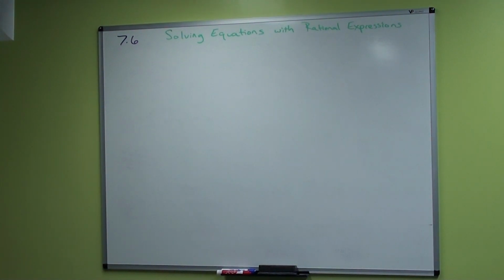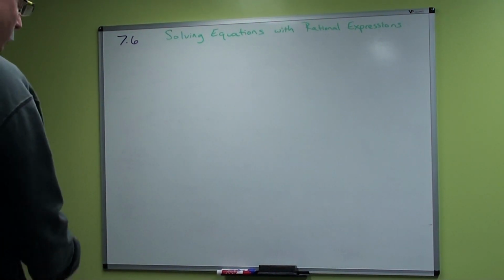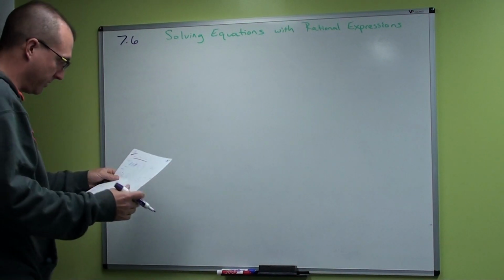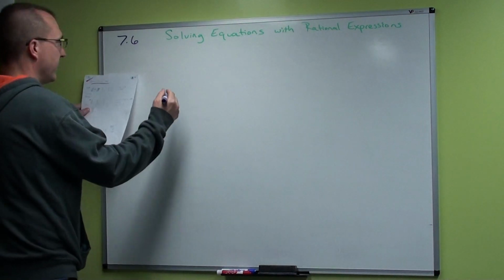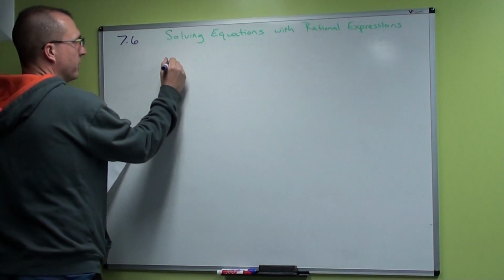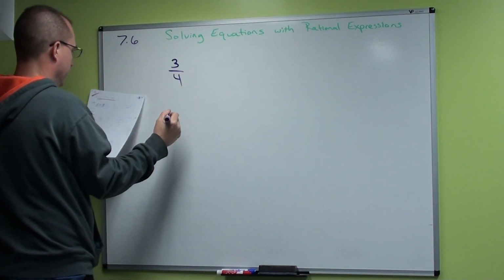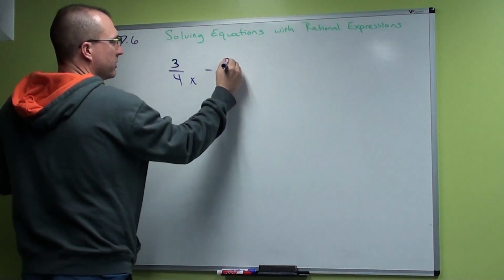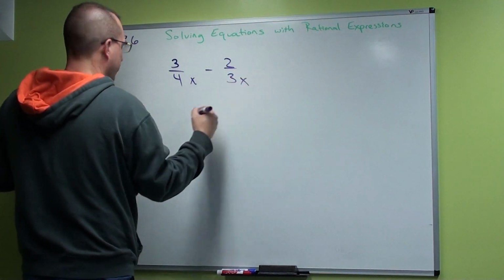Alright, we're at the end of chapter 7, solving equations with rational expressions. This part isn't that bad. It's not as bad as the other parts, I don't think. It starts out like this. We're going to start out with a fraction: 3/4 x minus 2/3 x.